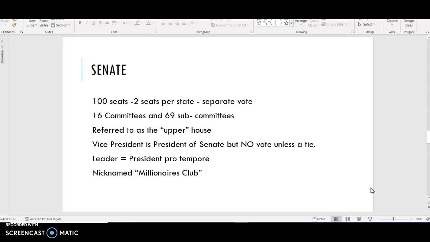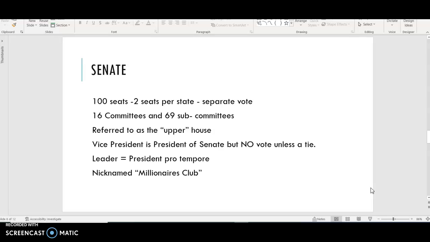They vote only if there is a tie in the Senate. So if 50 senators believe in one thing and 50 senators vote the opposite way, and there is a tie, then the Vice President of the United States, or the President of the Senate, they're the same person, will vote to break the tie. The leader is called the President pro tempore. That just means that this person is the President of the Senate.